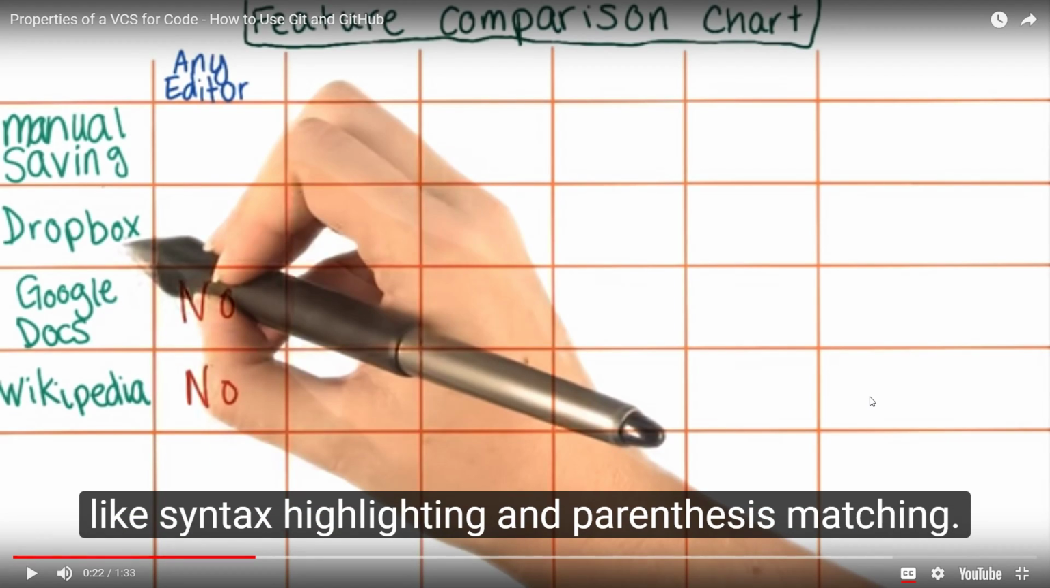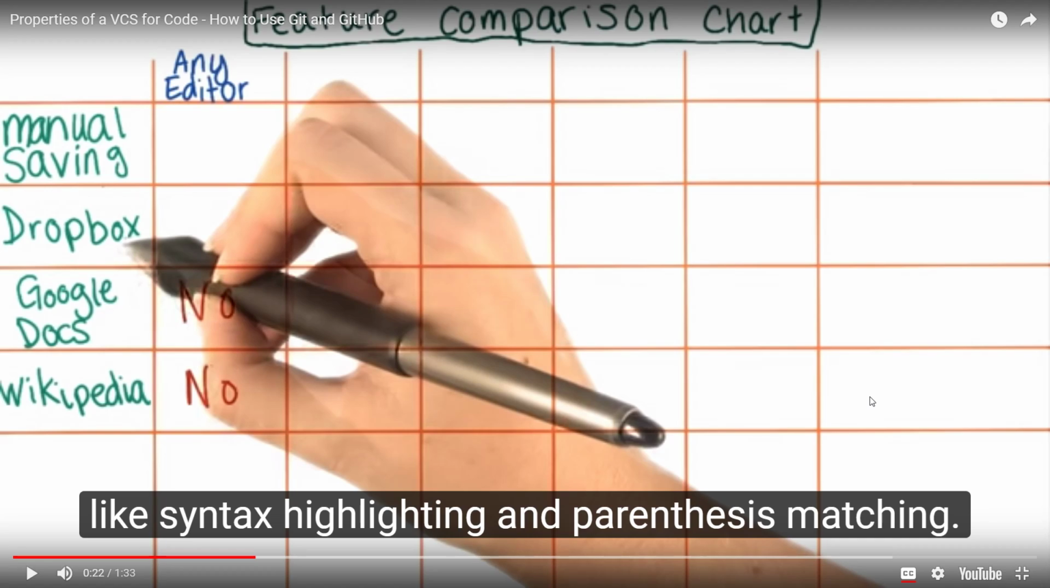So what they mean here is that for Google Docs and Wikipedia, you have to use their editor. Like if you try to make a Google Doc, you have to edit it within Chrome, within their Google documents, right? You have to write things inside it.